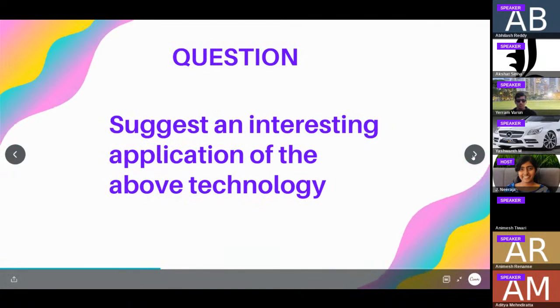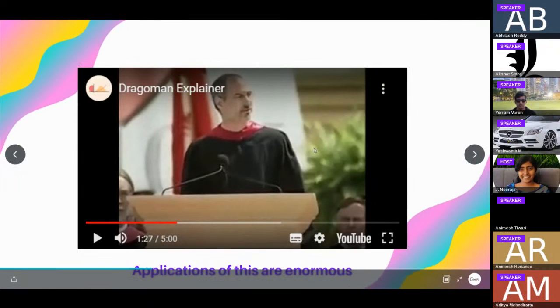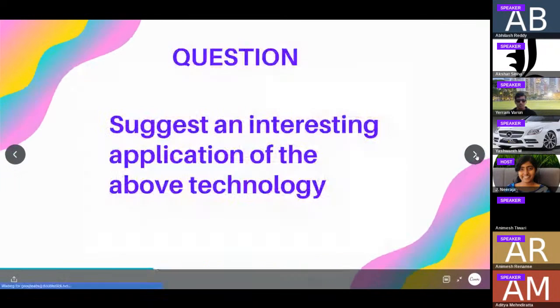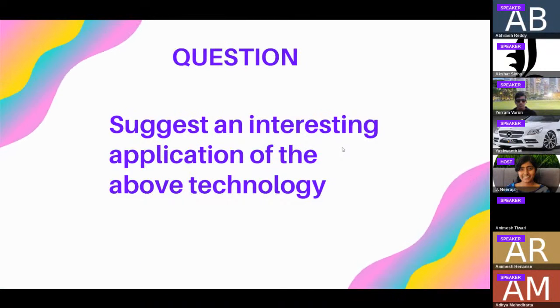Yeah, so one more question. Suggest an interesting application of the above technology that you just saw. It's basically the English speech can be completely and smoothly transitioned and converted to Hindi speech. So what do you think you can do?